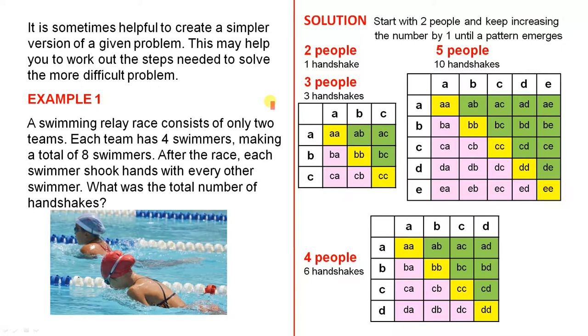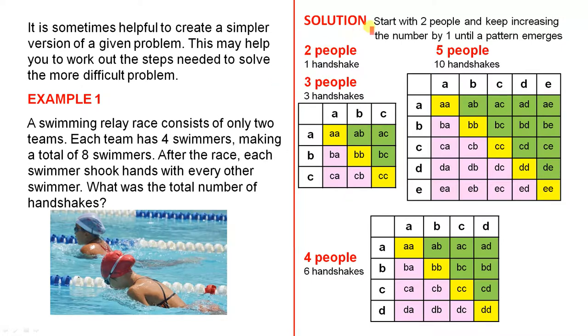Example 1. A swimming relay race consists of only 2 teams. Each team has 4 swimmers, making a total of 8 swimmers. After the race, each swimmer shook hands with every other swimmer. What was the total number of handshakes? Now here's a perfect example of starting with a simpler example and working our way through.